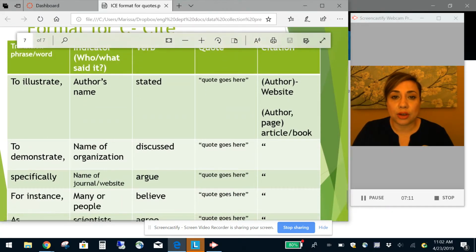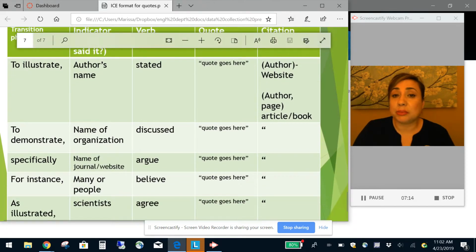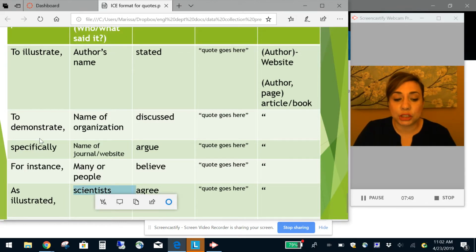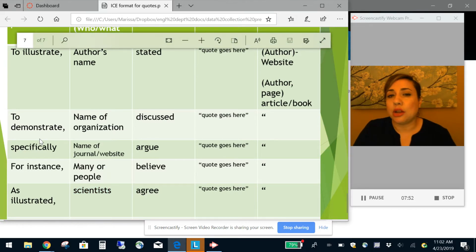Then you're going to go into an indicator. Who or what said it? This can be the name of an author, the name of an organization, the name of a journal or a website. So, for example, the author's name, obviously, the name of the organization, CNN News, the American Heart Association, okay, the Mothers Against Drunk Driving, okay, might be a good one for that example we gave. The name of the journal or website, American Journal of Psychiatric Medicine, whatever. You can also use kind of a general term like many people. You can also use something like scientists, educators, politicians, citizens, again, a general term.